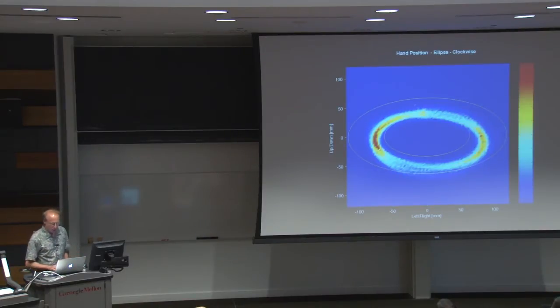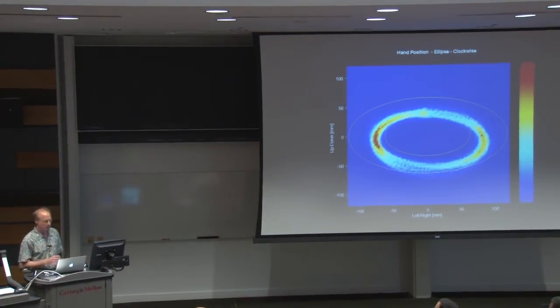What about in terms of information transmission? So if we look at a density plot of the hand position of a monkey drawing an ellipse, you'll see that he spends more time in the high curvature regions of this trajectory. Now, the other thing that we could do is plot the animal's eye position. Where is the animal looking? What's he paying attention to?